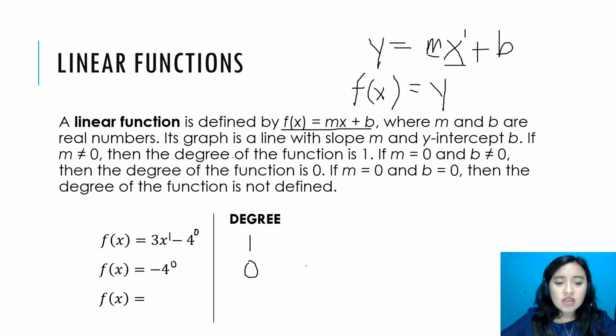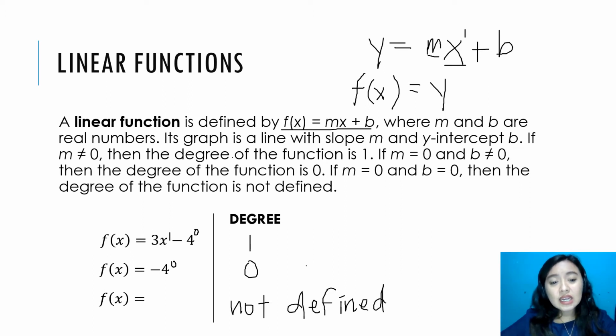Pero what happens if both m and b are 0? Since si m ug si b ang 0, wala nabilin. So, ang degree ani niya is not defined. So, I hope na nakasabot na regarding sa degree of a function. For a linear function, since linear man siya, highest degree ani niya is 1. Kung ang highest degree na gali of a given function exceeds 1, dili na siya linear function.